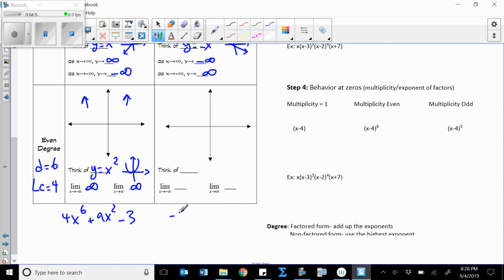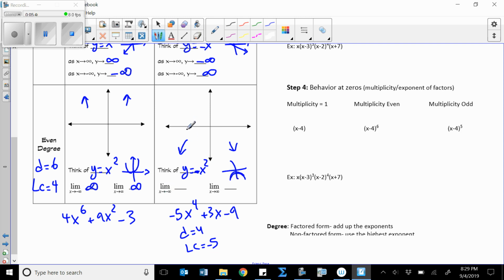Now another example, I have negative 5x to the power of 4 plus 3x minus 9. In this case, the degree is 4 and the leading coefficient is negative 5. So you see that degree is even, leading coefficient is a negative number. So we need to think of y equal to negative x squared this time. We have a negative x squared. The graph looks like an upside down parabola. So the end behaviors are going to be similar to this one.